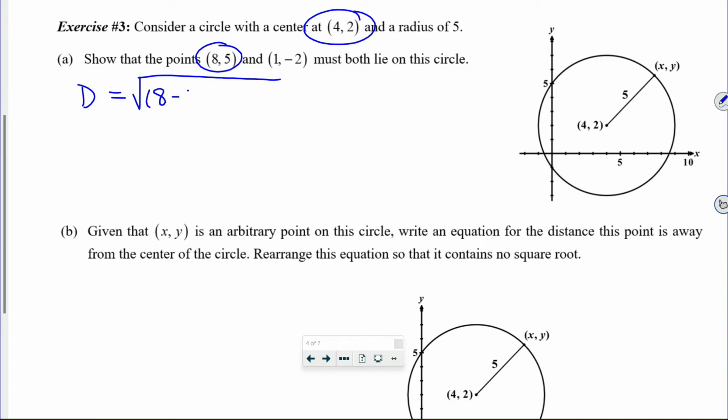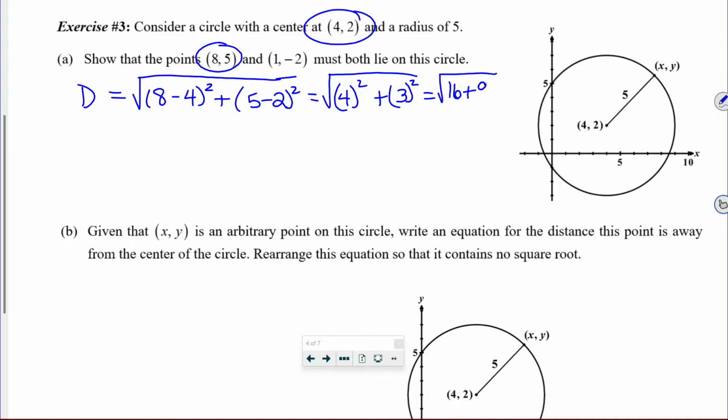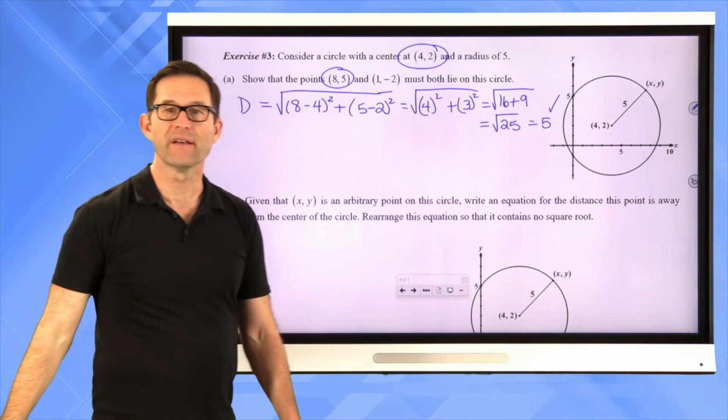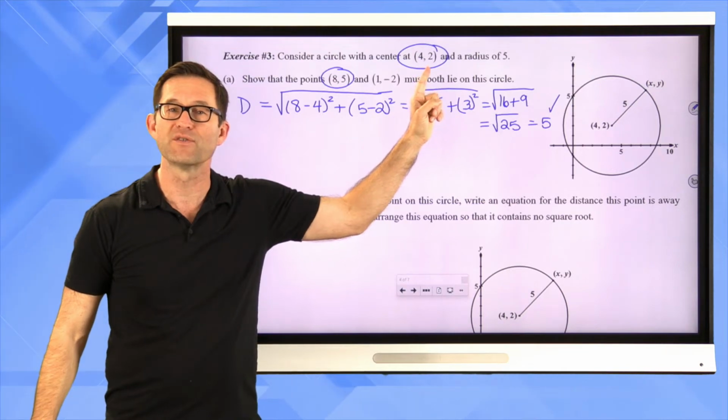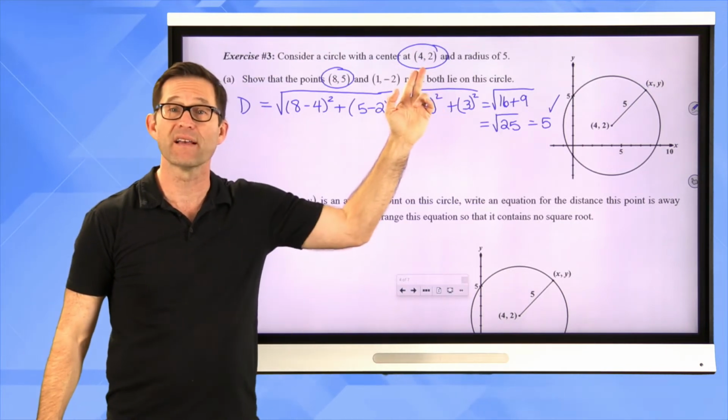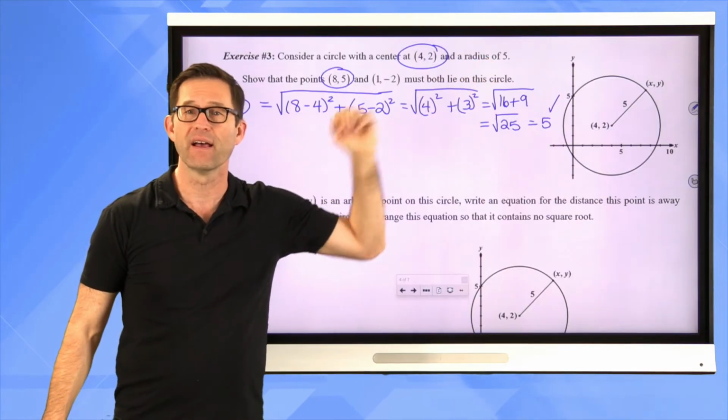That's going to be the square root of (8 minus 4) squared plus (5 minus 2) squared. All right, 8 minus 4 is 4, so I'll have 4 squared. 5 minus 2 is 3, that's 3 squared. That'll be 16 plus 9. That's the square root of 25, and that's 5. So yes, since the point (8, 5) lies 5 units away from the point (4, 2), it must lie on the circle that has that as its center and that as its radius.